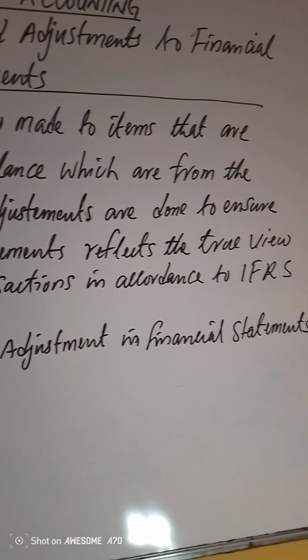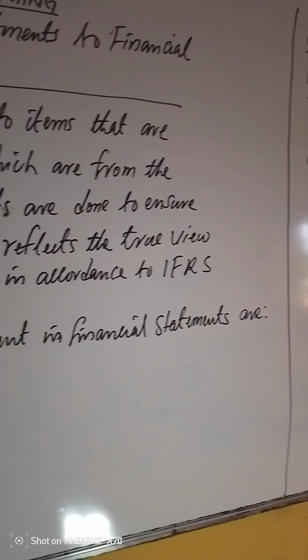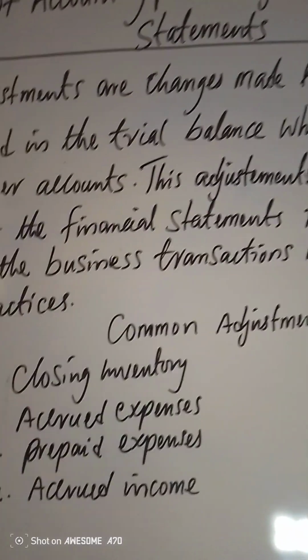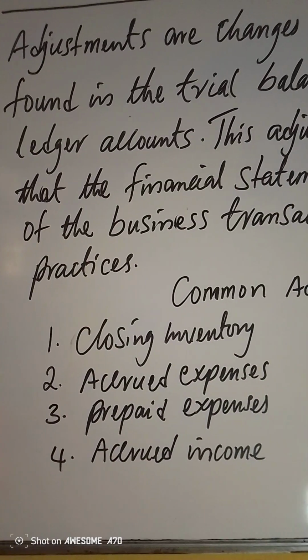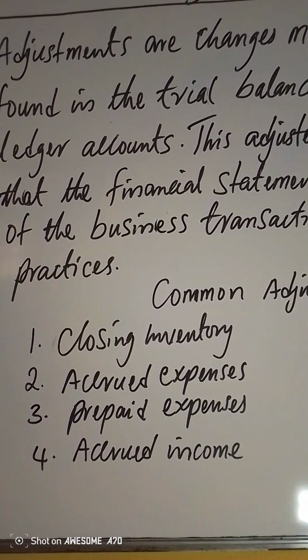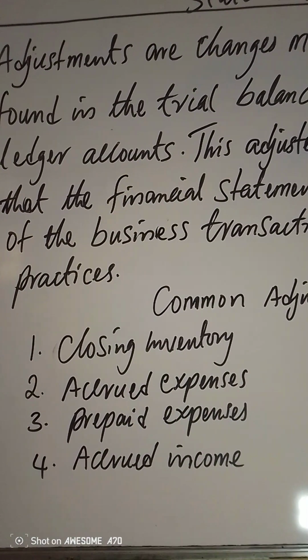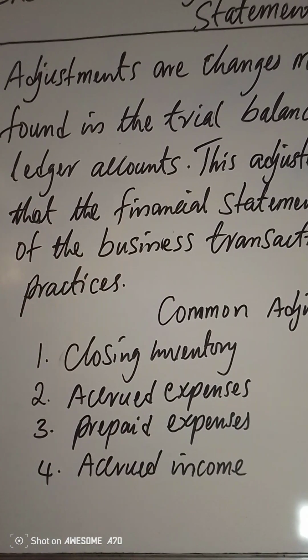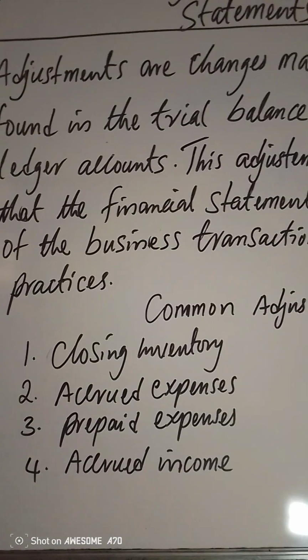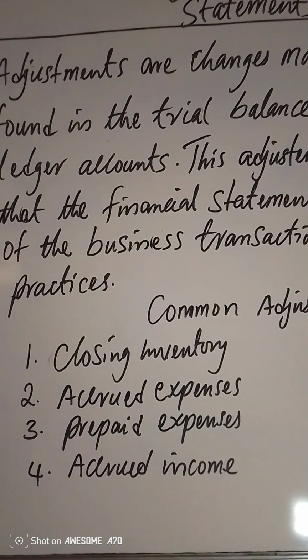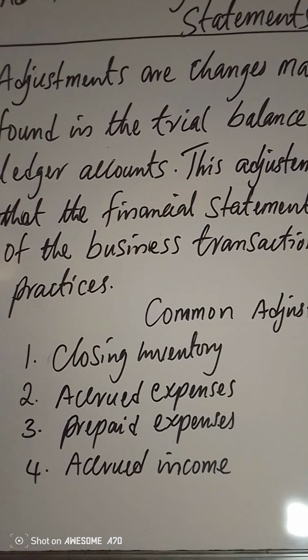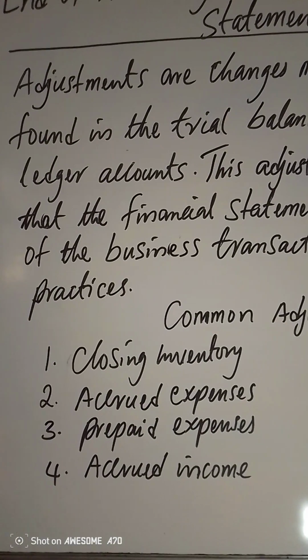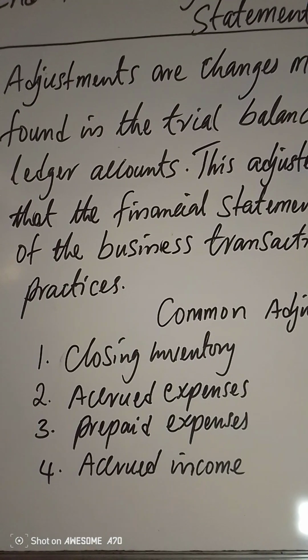So let's look at some of the common adjustments that are found in the financial statement of a sole trader. Number one, we have what is called the closing inventory. These are the unsold goods at the end of an accounting period. Just like I explained, if goods are purchased, it is expected that all the goods should be sold. So if the goods are not all sold, that means the remaining must be adjusted to be able to determine whether the business made profit or loss from the goods that have been sold.